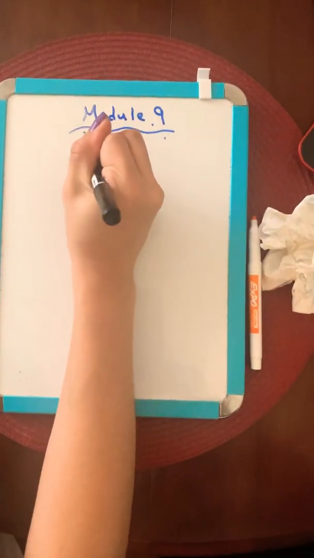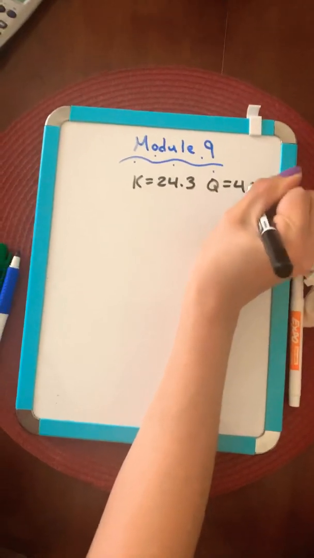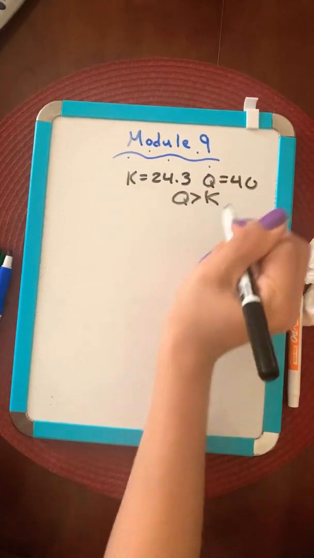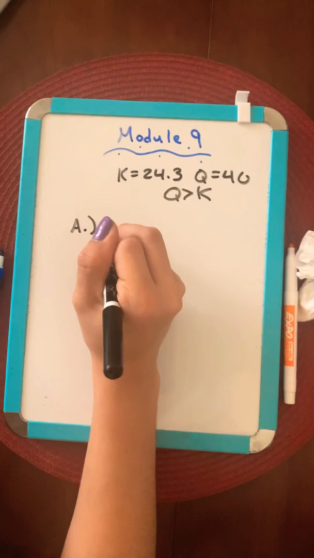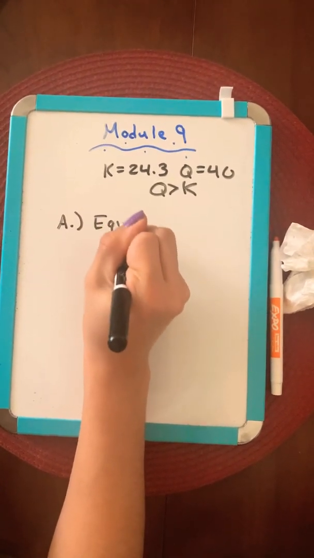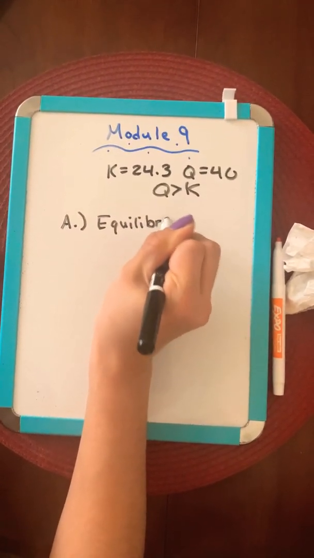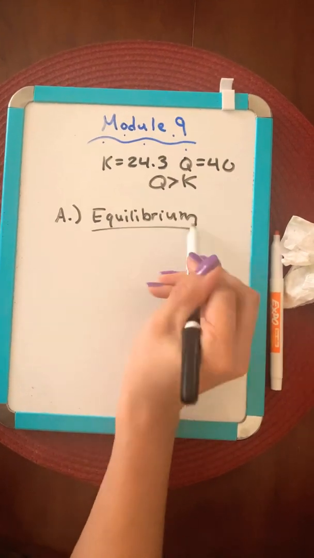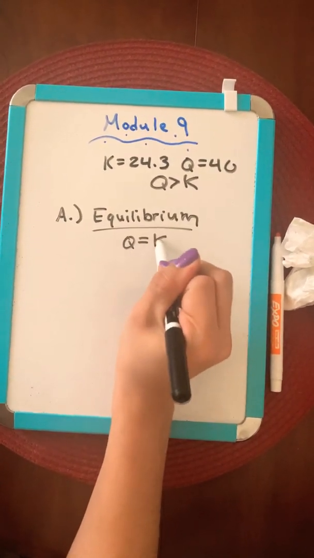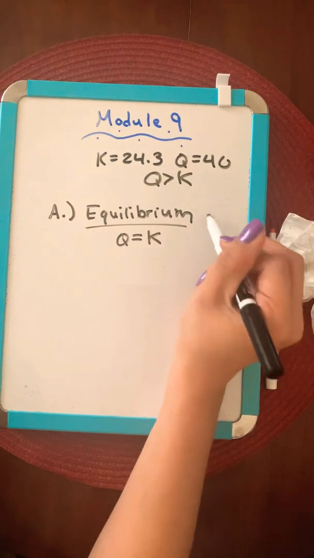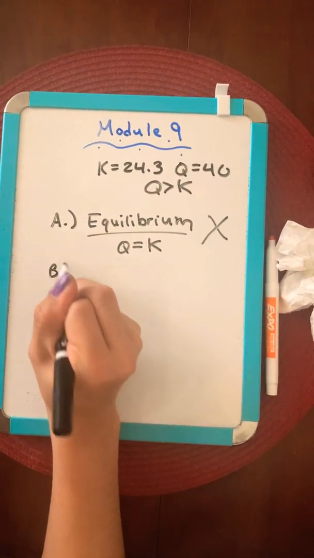To see what they gave us so far, we know this, and we know that Q is greater than K. So let's look at number A. Number A says that it's at equilibrium. But remember, as I said before, this only happens when Q is equal to K. In this case, it didn't happen, so A is out of the question.